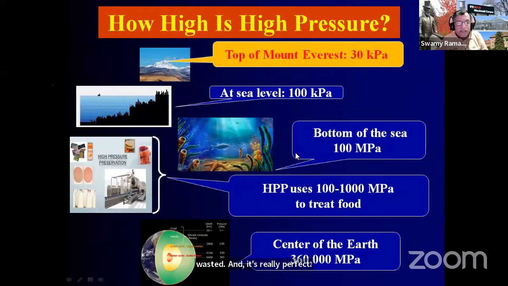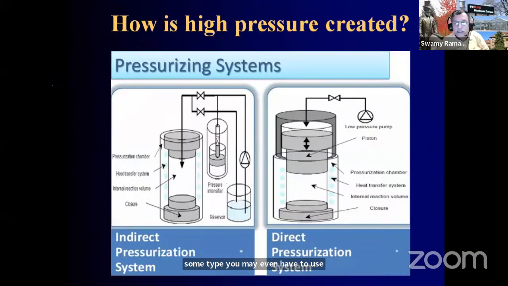So how high is this pressure? We need to have an idea what pressure we are talking about. This is a kind of pressure scale, just to show where high pressure processing fits in. On the top of Mount Everest, the pressure is very low, below atmospheric pressure. Atmospheric pressure is 101 kilopascals at sea level. On the top of the mountain, low pressure. Sometimes you may even have to use an oxygen mask because the oxygen level is low there.